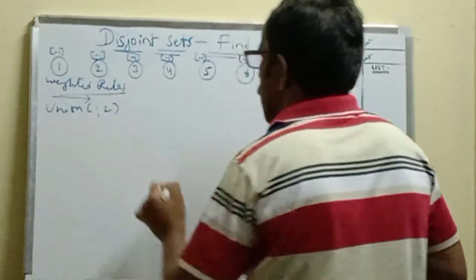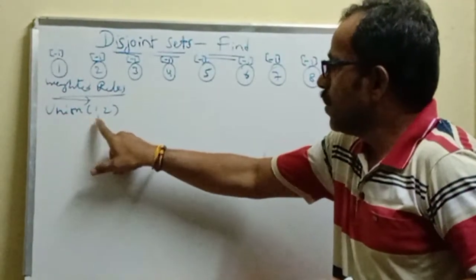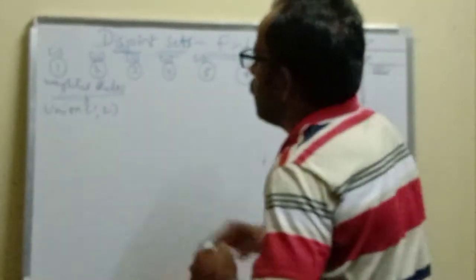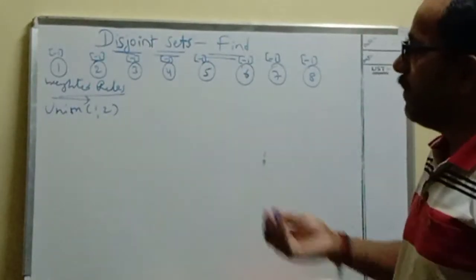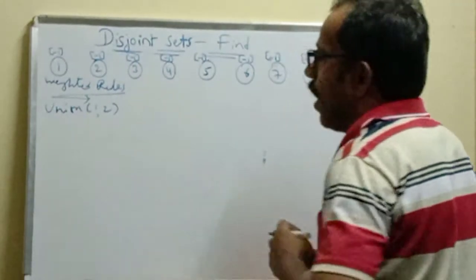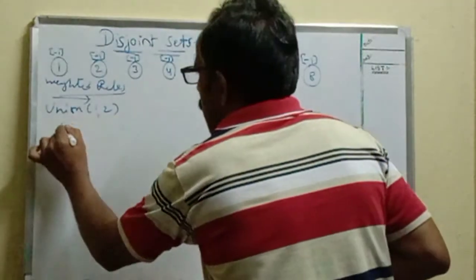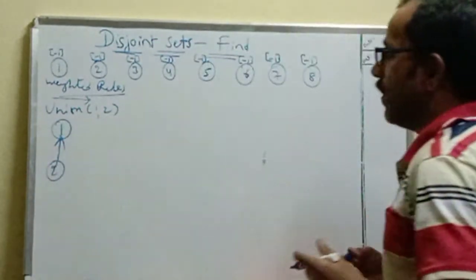union of 1 comma 2. What do you mean by union of 1 comma 2? One is one tree's root node, two is another tree's root node. These are two different trees. If you combine the trees 1 and 2, we get union of 1 comma 2. Here, we can make either 1 or 2 the root node. If we make 1 the root node, then we get union of 1 comma 2 like this.